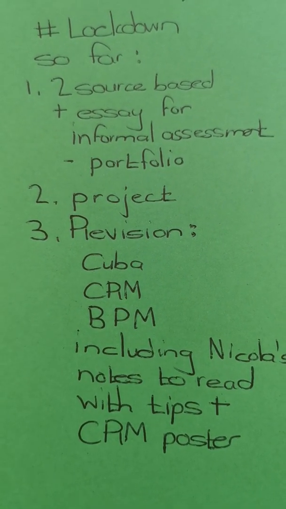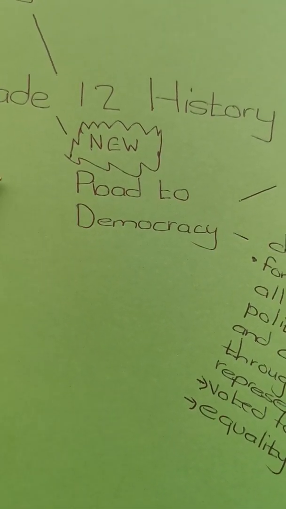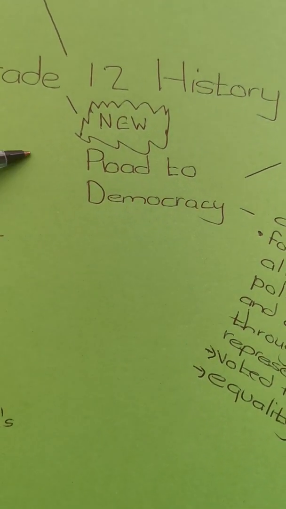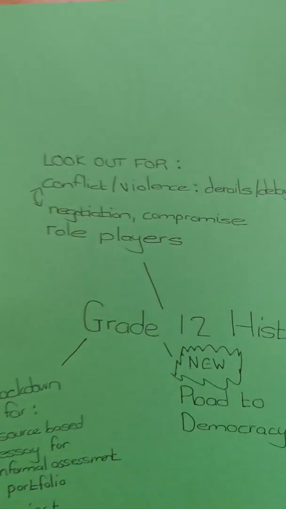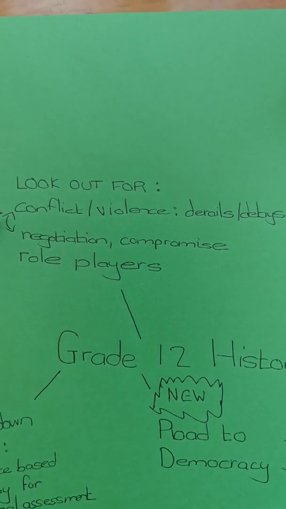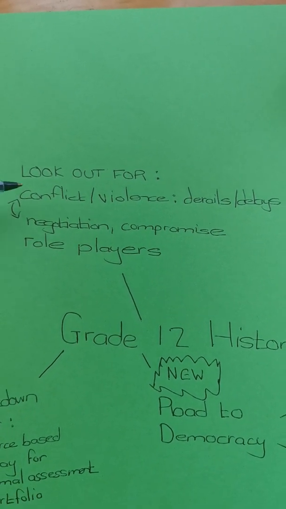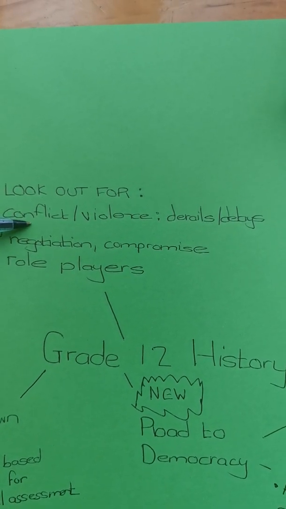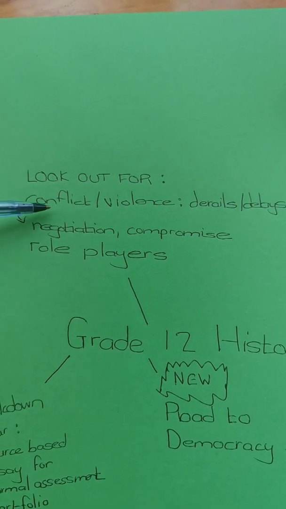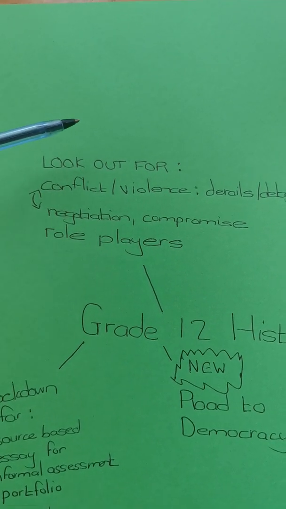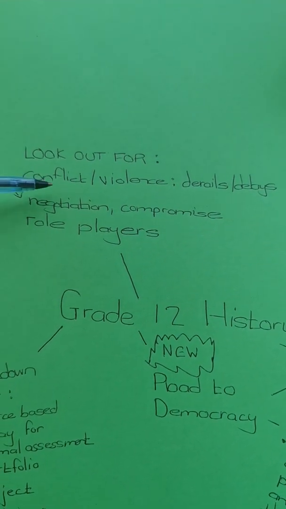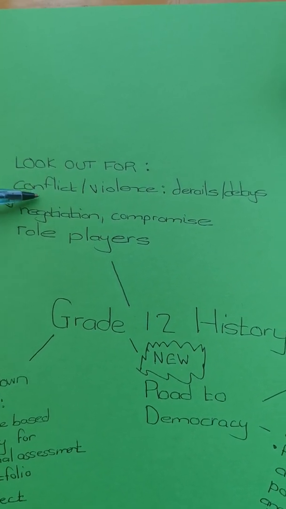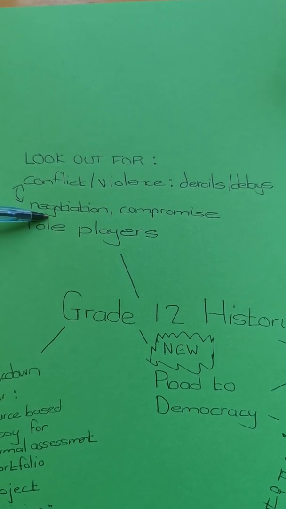If you're ready to continue, then what we are doing today is grade 12 history, Road to Democracy. And what I want to cover is the line of argument first. So if we have a look at the line of argument, then often the line of argument is the conflict and the violence. So any conflict that happens between 1990 to 1994 derails or stops or causes a problem that stops the negotiations from happening.